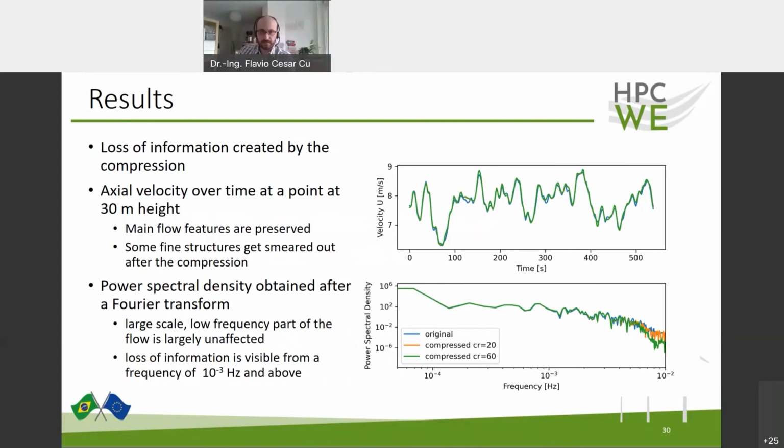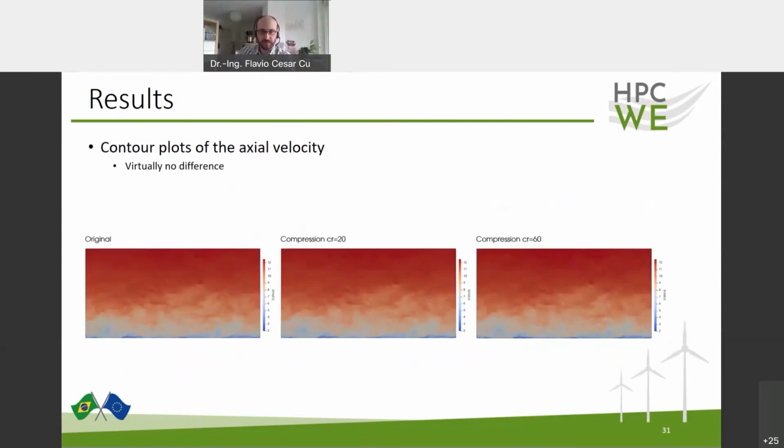To show that in more detail, I have done a Fourier transform of the velocity signal, where we see that in the large scales we have a very good representation, but we have a big loss of information in the high frequency range. But it's not so dramatic. Here we see contour plots of the axial velocity. From a visual perspective, we cannot see with our naked eyes the difference between the compressed and the original datasets.